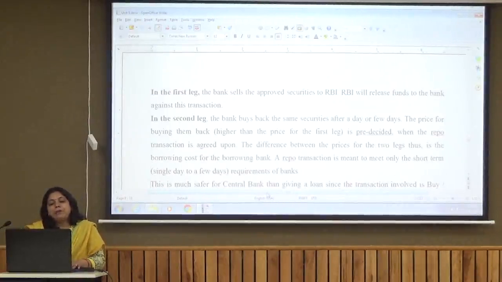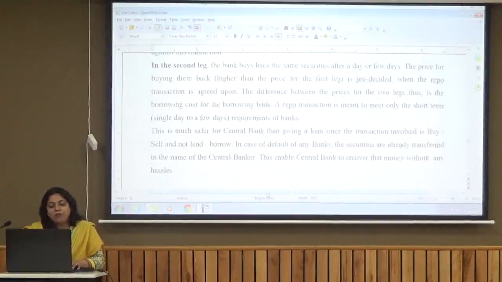Second, the bank buys back the same securities after a day or a few days. The price for buying them back is pre-decided. When the repo transaction is agreed upon, the difference between the prices of the two legs is the borrowing cost of the borrowing bank. A repo transaction is meant to meet only the short-term requirement of banks, a single day or a few days.